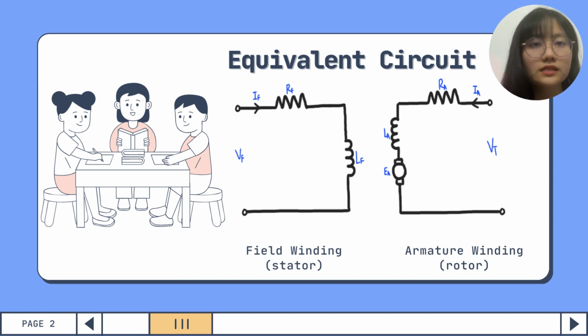Now we can see the equivalent circuit that we show in the slide. The left side of the circuit is the field windings, which is the stator part, while the right side of the circuit is the armature winding, which is the rotor part.